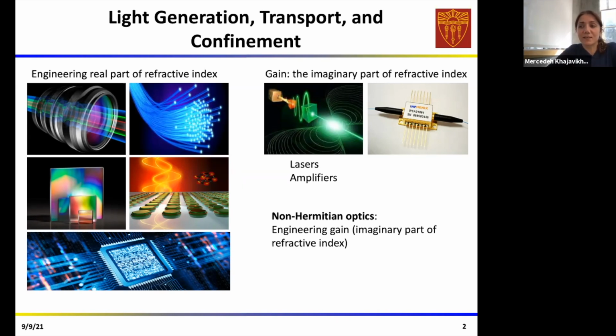So almost 15 years ago, a new reality emerged, indicating that by judiciously designing both gain and loss, which is basically, loss is just the other aspect of gain, and there are other variations, like for example having a differential gain or a differential loss, one can find new ways to control, to confine the light, control its propagation properties, and even govern its interaction with matter. Tasks that we previously thought were only possible by changing the real part of the index. This new field is now known as non-Hermitian optics.